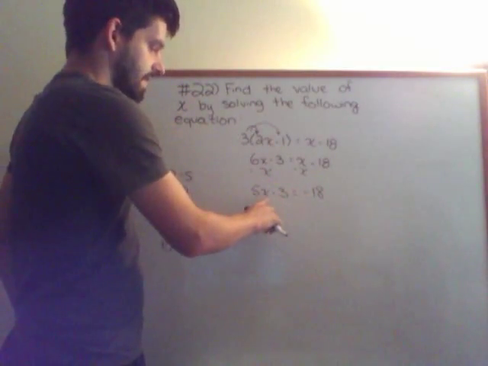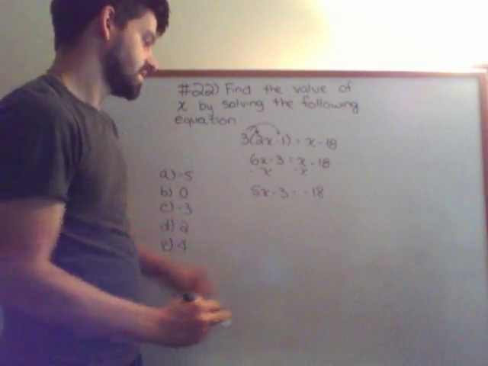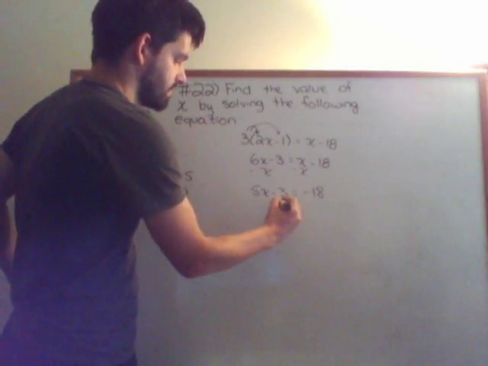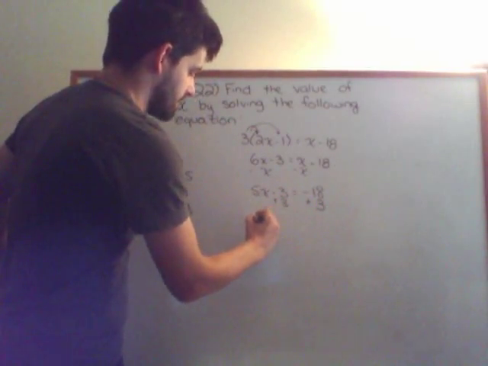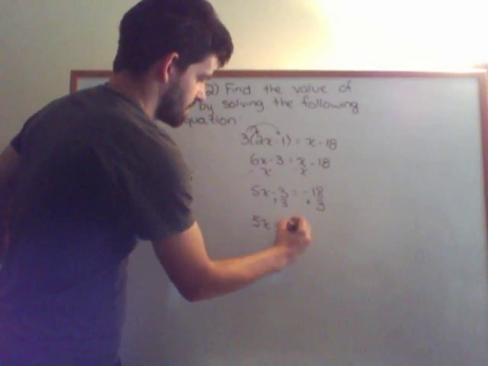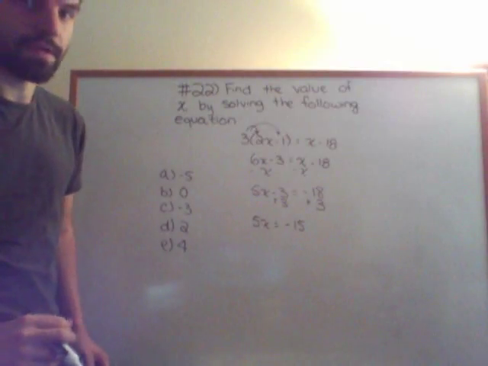We're going to try to isolate x by undoing everything that's being done to it. So what we're going to do is, since 3 is being subtracted from it, we're going to add 3 to both sides. Then we're going to get 5x is equal to negative 15. Negative 18 plus 3 is negative 15.